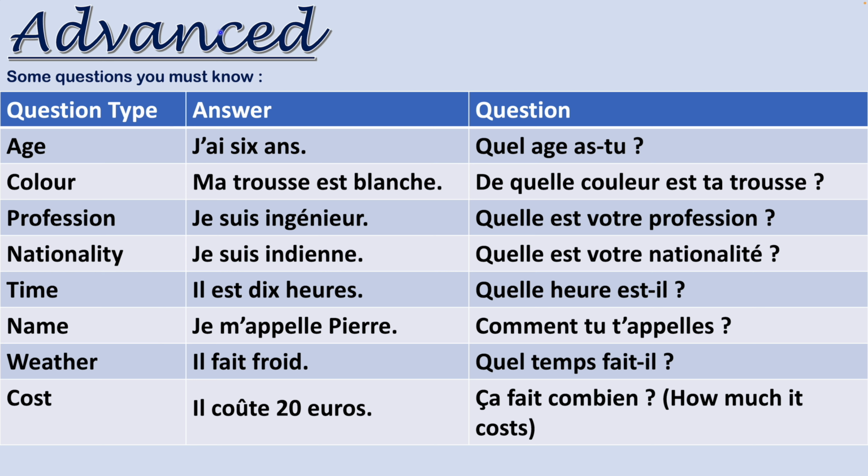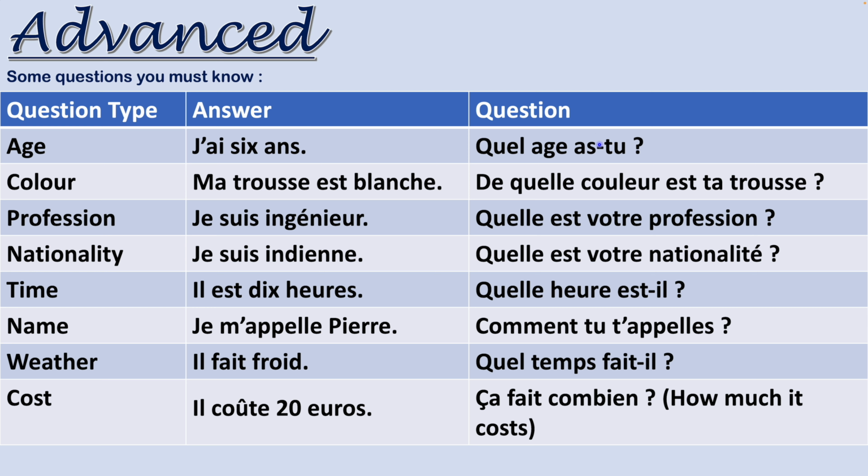Since we have to ask a question, we have replaced it with tu. Like if I ask a question, if I say I'm 6 years old, someone who's going to ask me the question would say, what is your age? That person will not say what is my age. And that's the reason we use tu here, not je.